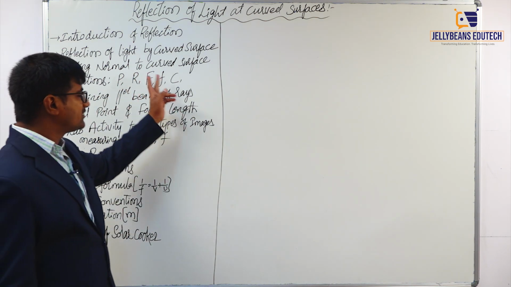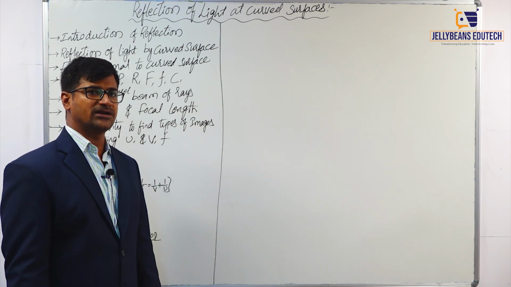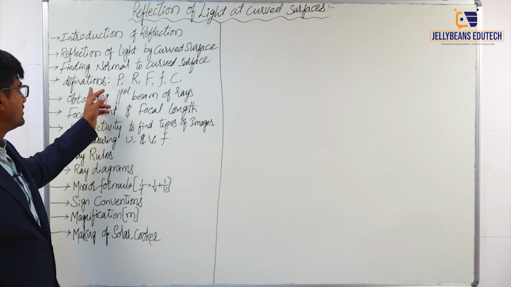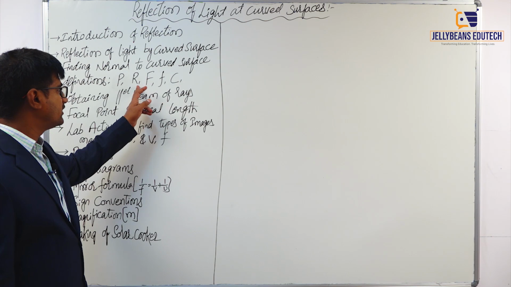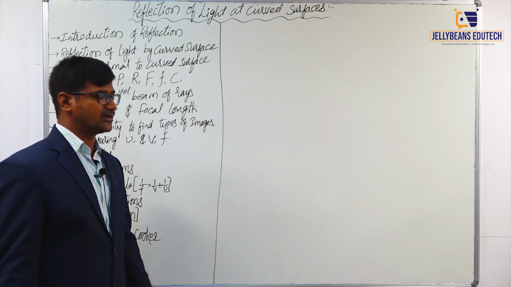Next, we are finding the normal on a curved surface, and how to find out the normal on a curved surface. Next, in this point we are going to see the definitions of pole, radius of curvature, focal point, focal length, and center of curvature.